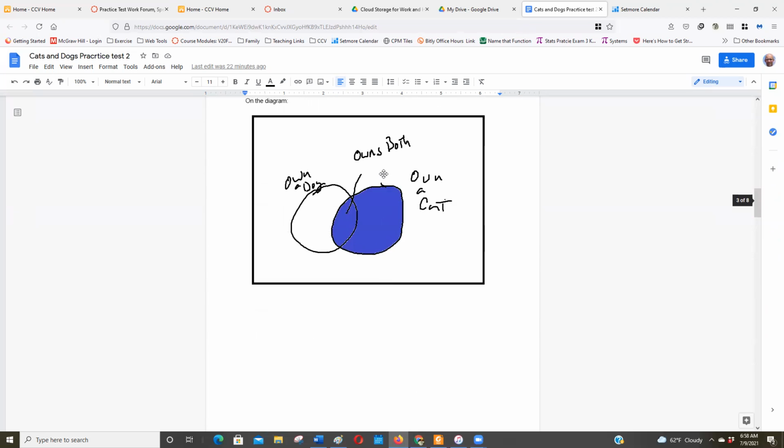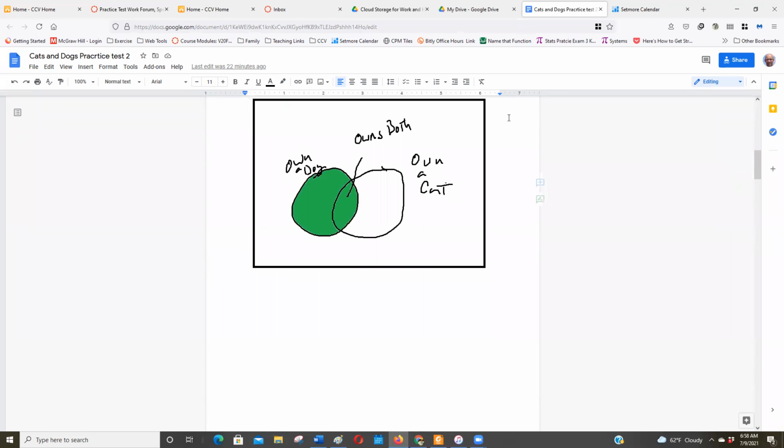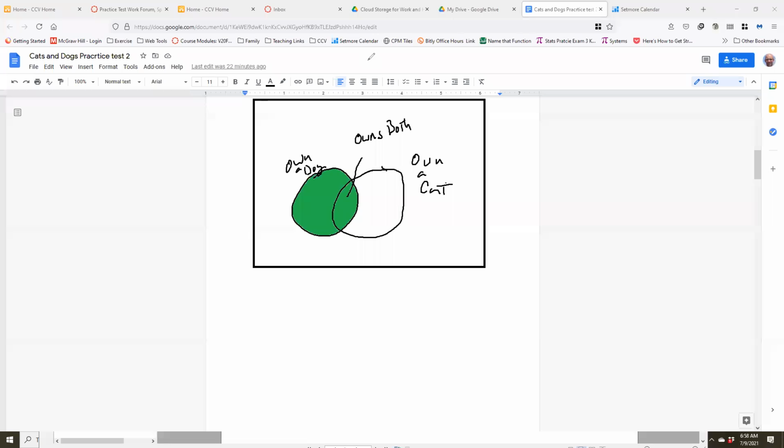The green area is this hole here. Let me get a pointer. It might show up a little better. I know my cursor does too, but the pointer will work better. So this is the probability that somebody owns a dog.